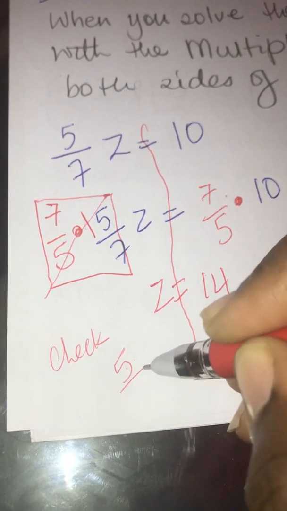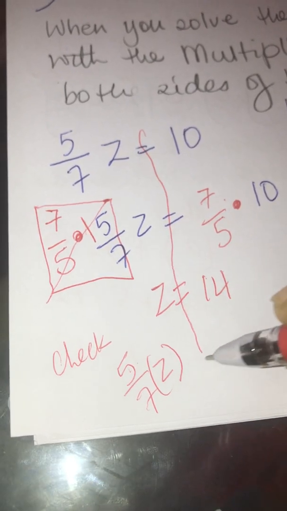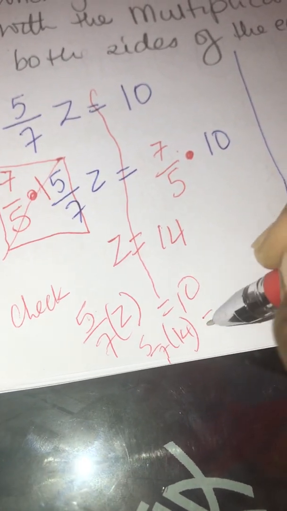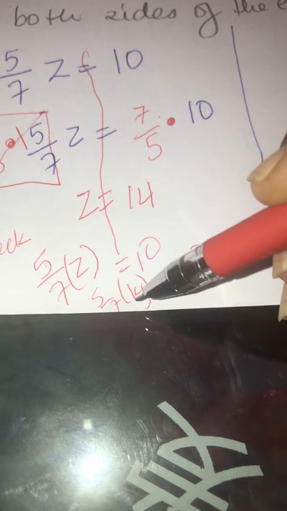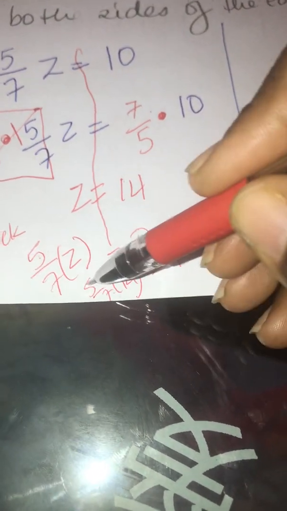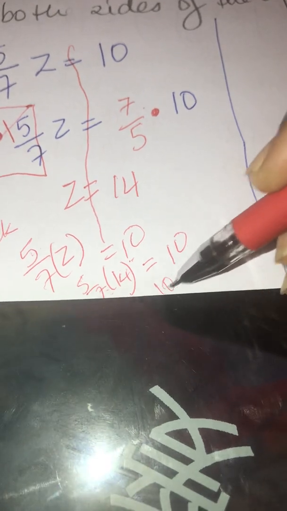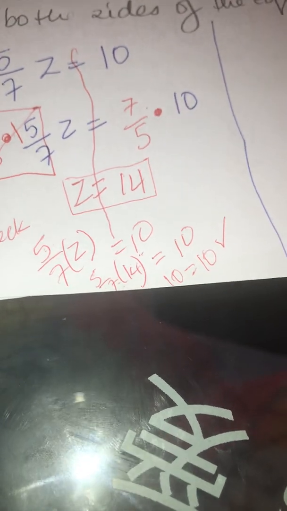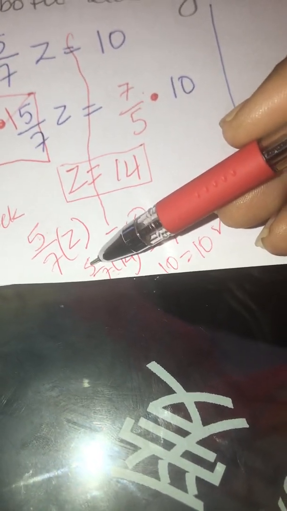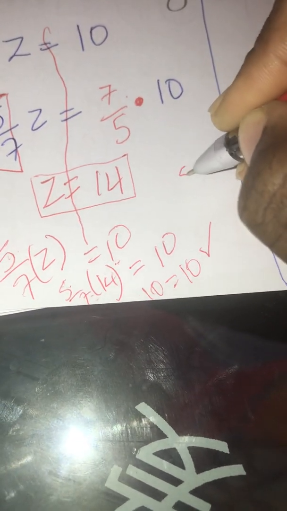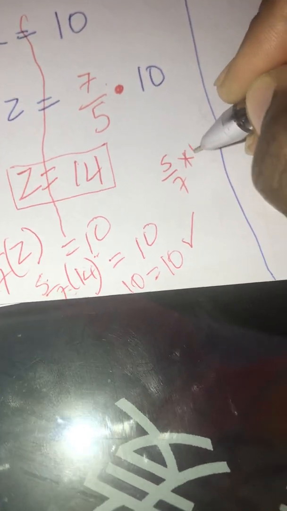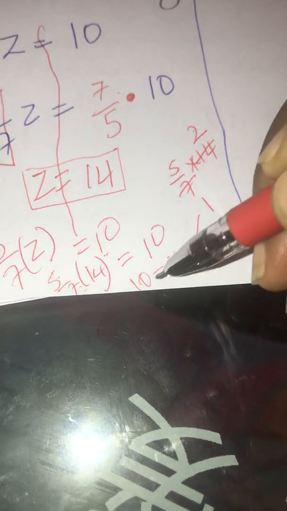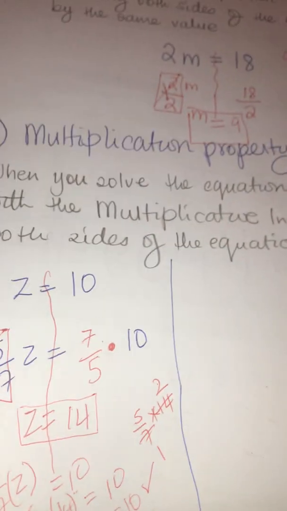So you're going to do 5 over 7 times z in brackets is equal to 10. 5 over 7 times 14 is equal to 10. 7 goes into 14 2 times. So that should give me 2 times 5, which is 10 equals 10. And I check my work, and this should be correct. You can multiply 5 over 7 times 14, 7 goes here once, 7 goes here 2 times. 5 times 2 is 10. So that's what I wrote over there.